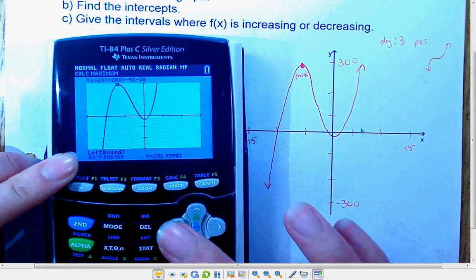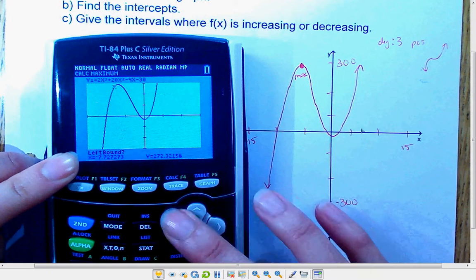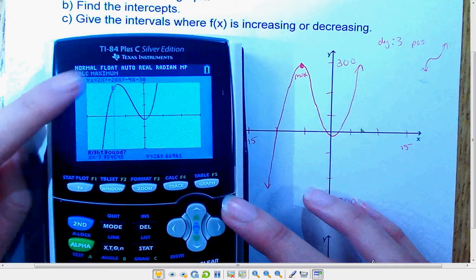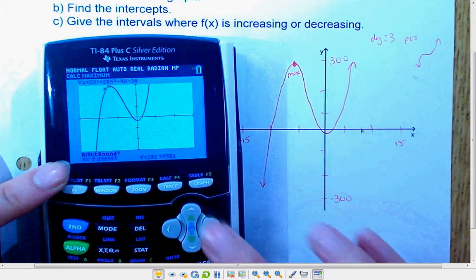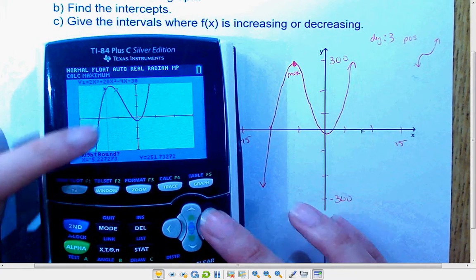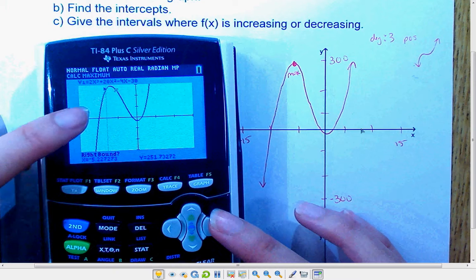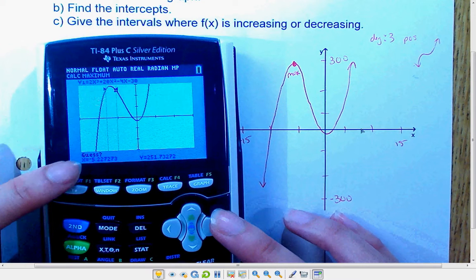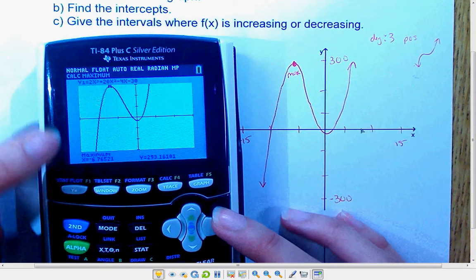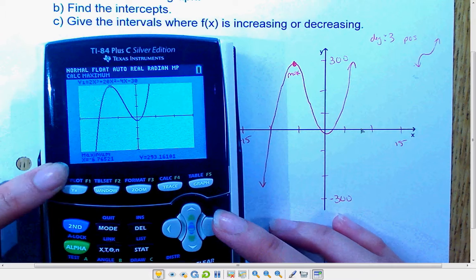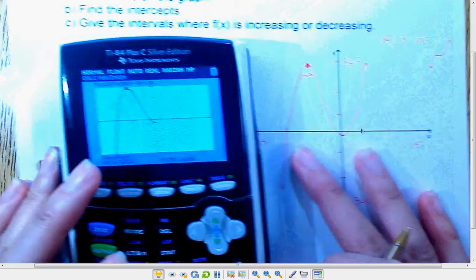So I'm going to first go to the left side just a little bit, just slightly to the left. Press enter. Right bound means I'm going all the way to the right now. Again, just slightly to the right of my maximum point. Press enter again. And then guess, I'm going to press enter. And it should say maximum, and then it'll give me my point for my maximum.